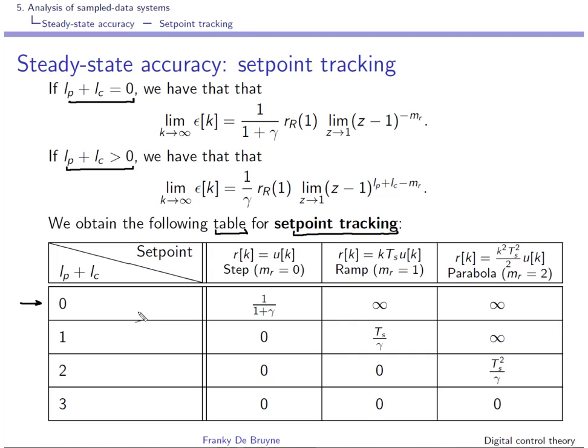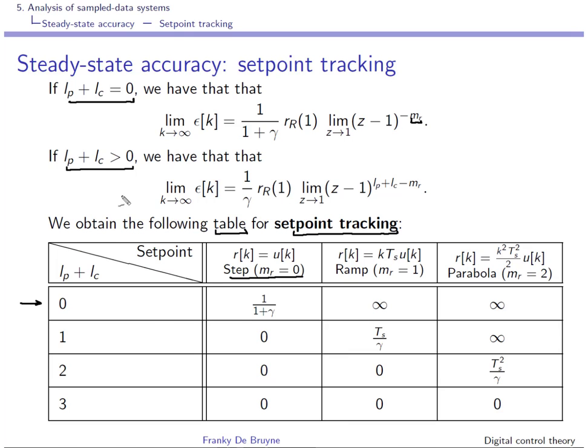You can see here that you will have a finite steady state error only if you're using a step signal. Okay, the error will be finite and non-zero. If you're trying to follow a ramp signal, for instance, and you have no integrators in the system, well, the steady state error will be infinite.